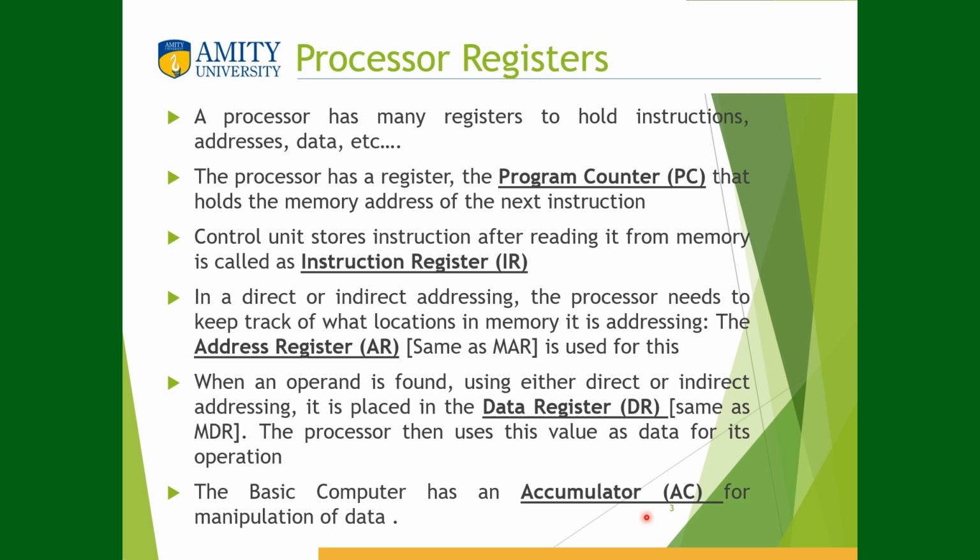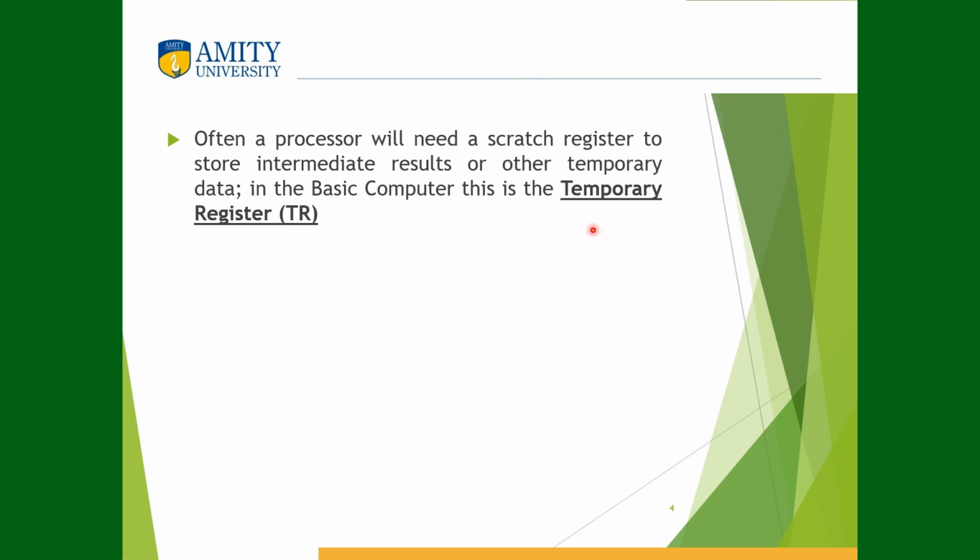And finally, there's another register called the accumulator, and this is for the manipulation of data. Whenever we perform any operation, the manipulated data or the result is stored in the accumulator by the processor. We also have the temporary register. Often a processor will need a scratch register to store intermediate results or temporary data. Whenever an instruction is being carried out, sometimes there are sub answers that need to be further operated on, hence they'll be stored in the temporary register.